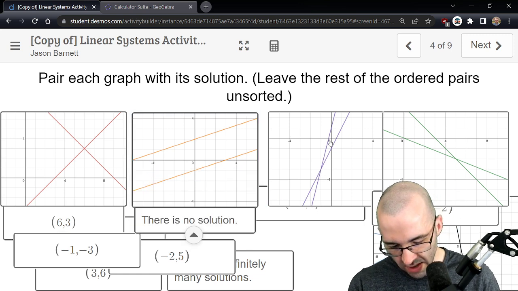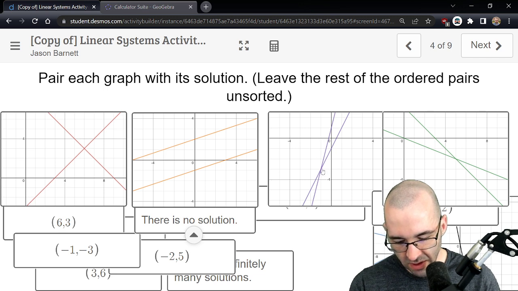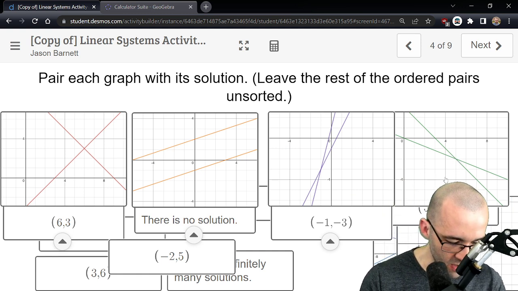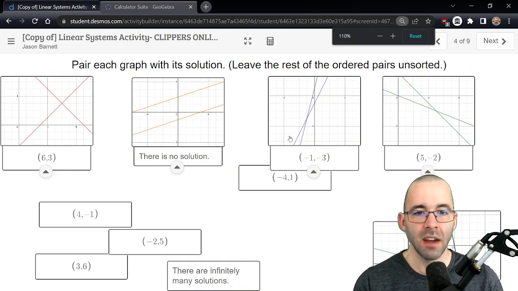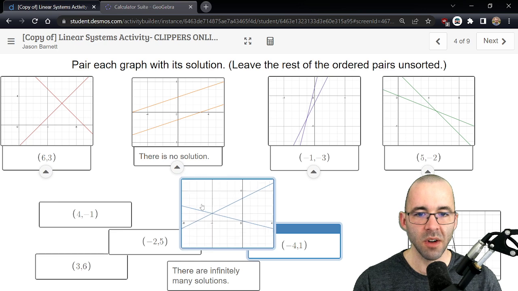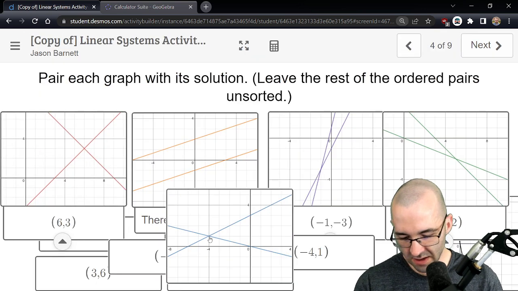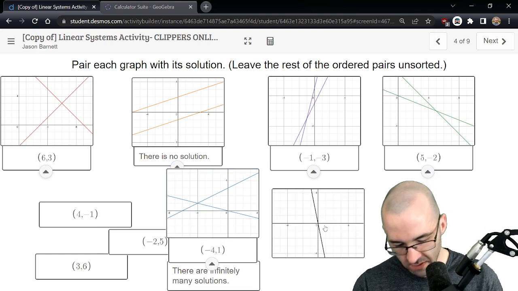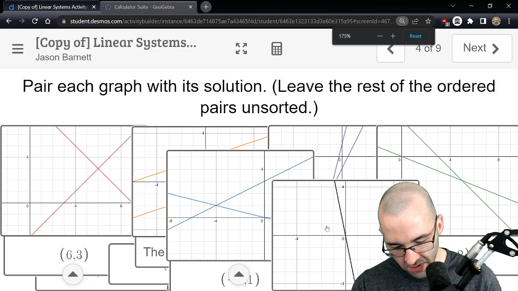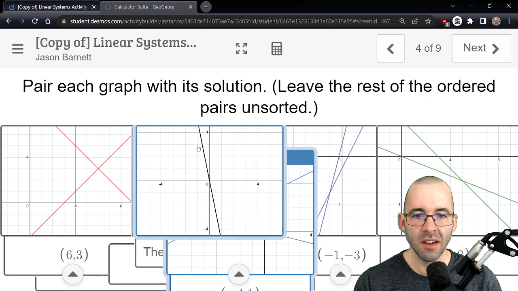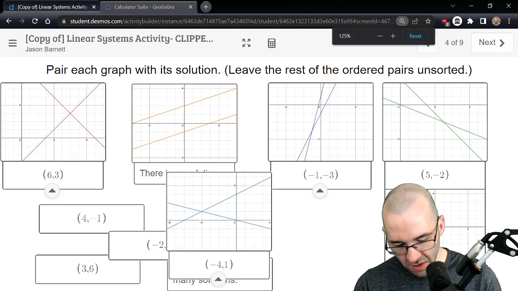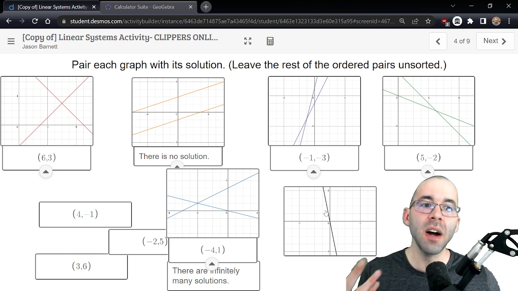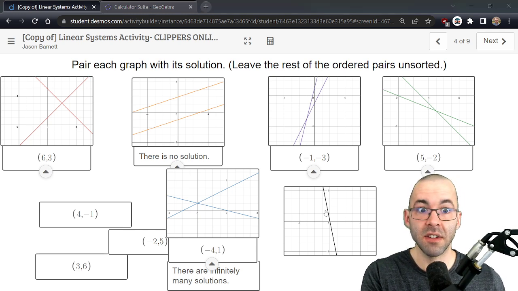This next one, they cross at an x value of -1 and a y value of -3. So -1, -3. And this last one at an x value of 5, y value of -2. And everything else goes away. Oh, there's more options. This one is a -4, 1. And this one, whoa. What's going on with this guy? It looks like there's only one graph. But don't worry. That's just because both graphs are the same. It's possible to have two lines that have the same graph.